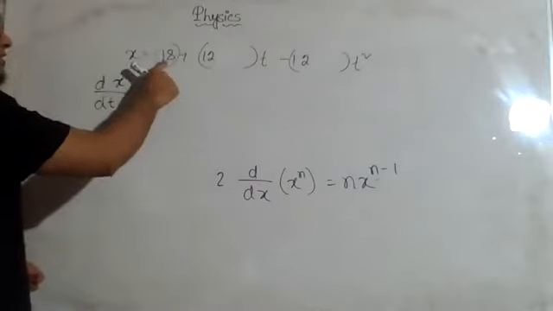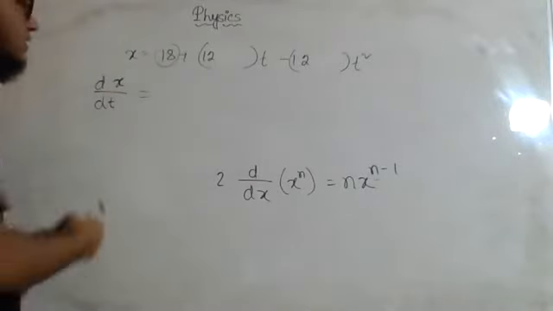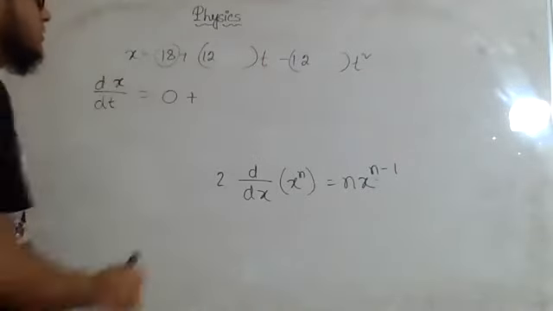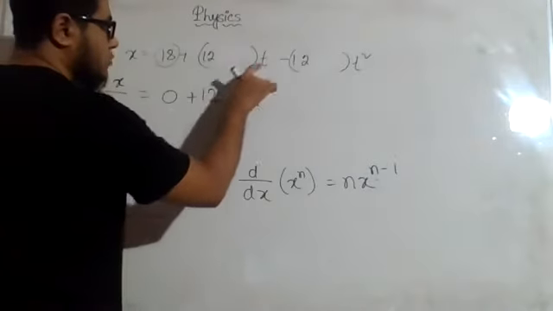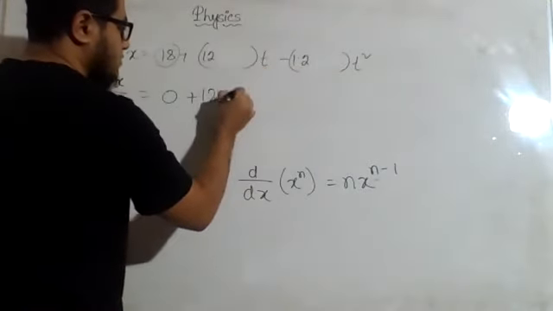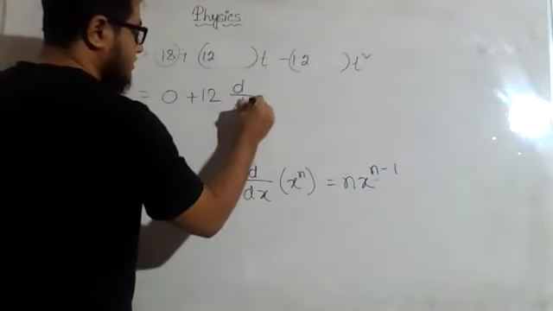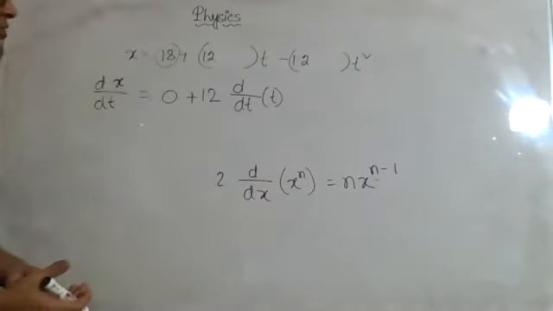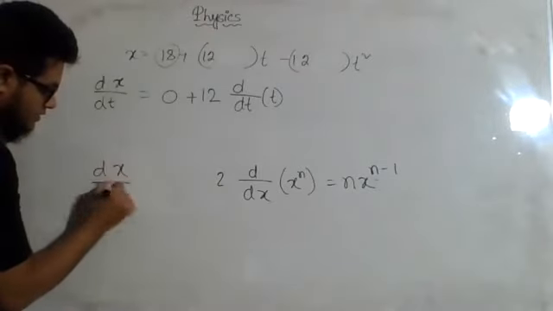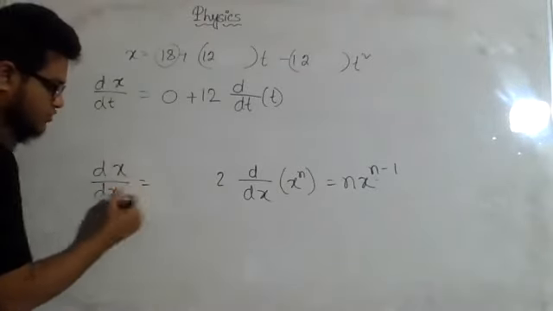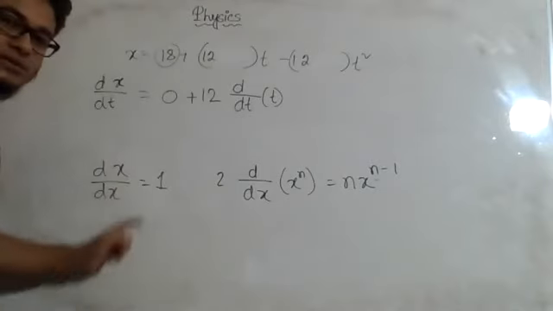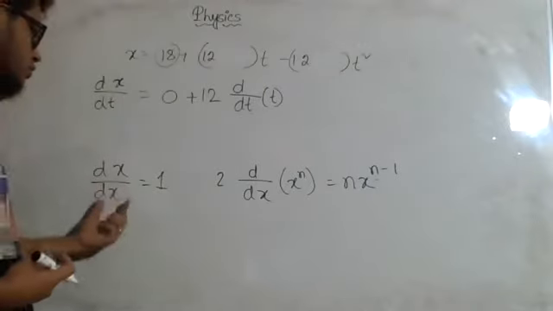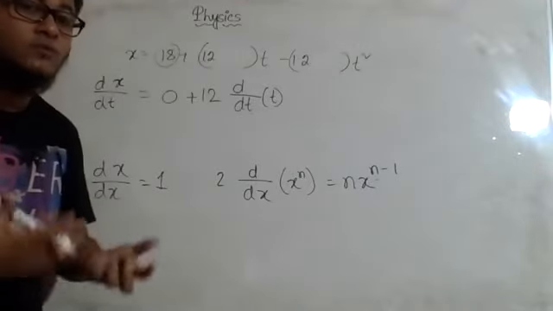So see, 18 is a constant. If I differentiate a constant, it will become 0, we already know. Now 12t is there, 12 will stay, and we will differentiate t. So let me write dt/dt. Actually, the way many students remember it is that dx by dx cancels out and is equal to 1. Yes, the answer will be 1, but this is not the way to think about it. You should think about it using the formula.